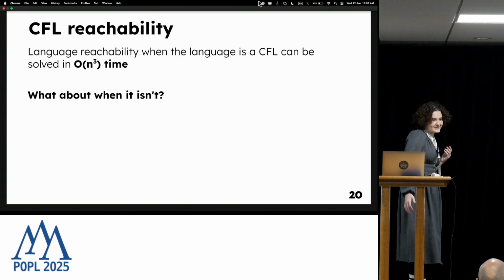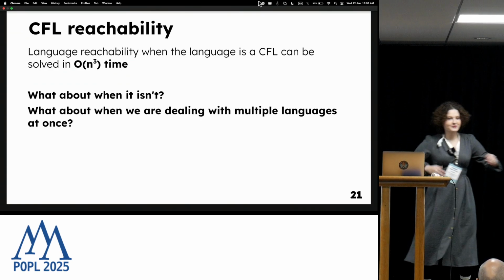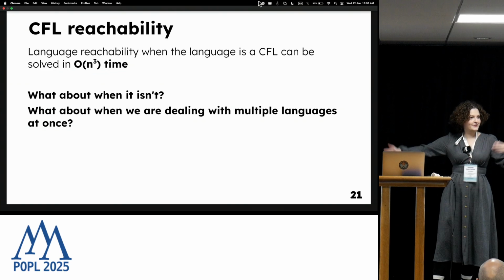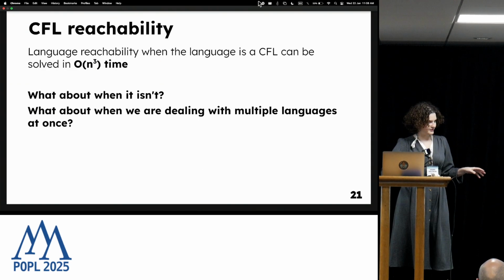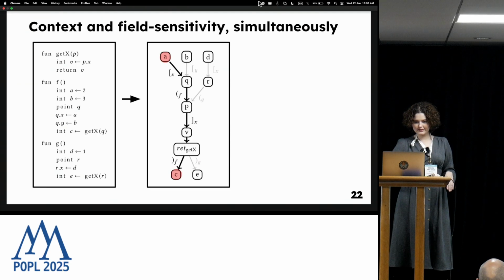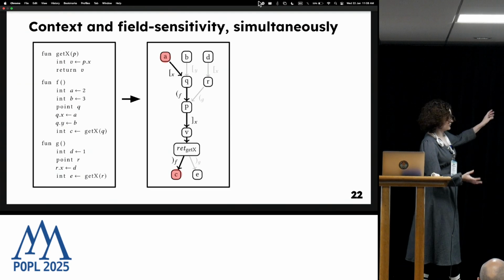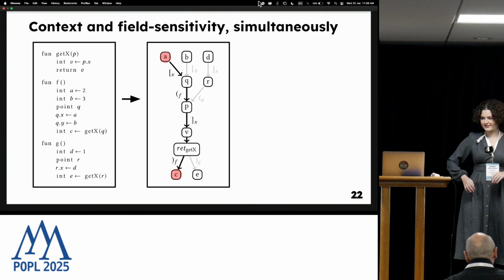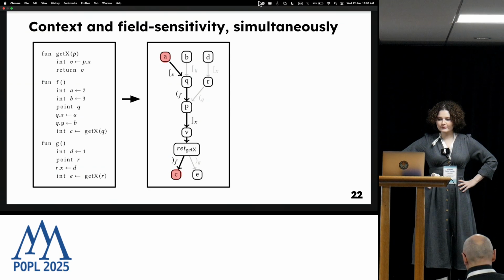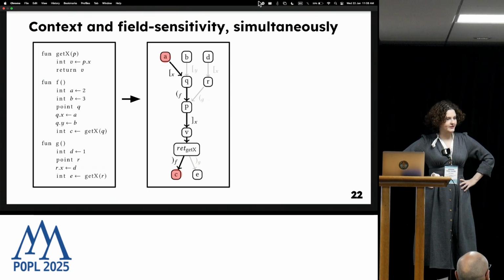But what about when it isn't a CFL, right? What about when we're dealing with multiple languages at once, when we have more complicated stuff? That's what we're going to be working with here. In particular, let's look at this case. If we have an ultra-complicated program that has both functions and fields, composite variables, then we have to keep track of both the parentheses and the brackets.